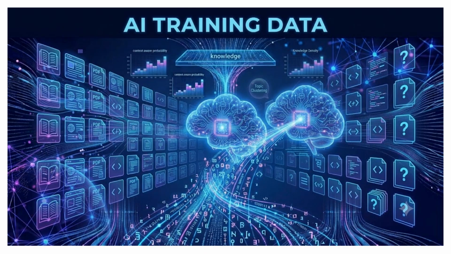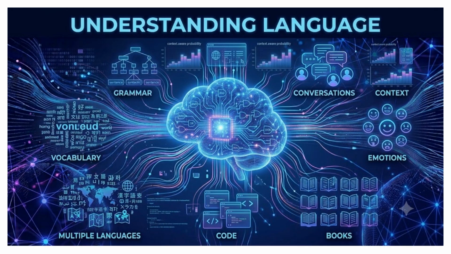At this point, you might be wondering, how does ChatGPT understand language so naturally? As shown in this illustration, the AI brain is connected to many different aspects of human communication. These include grammar, vocabulary, conversations, context, programming code, books, multiple languages, and even emotional tone.